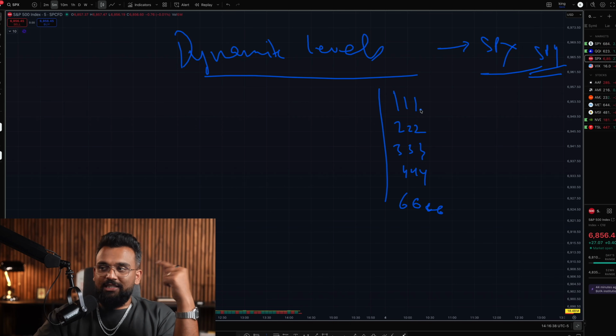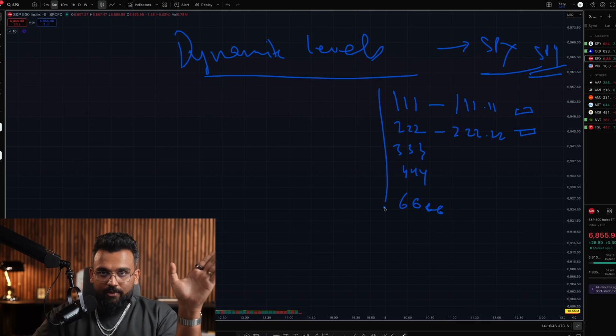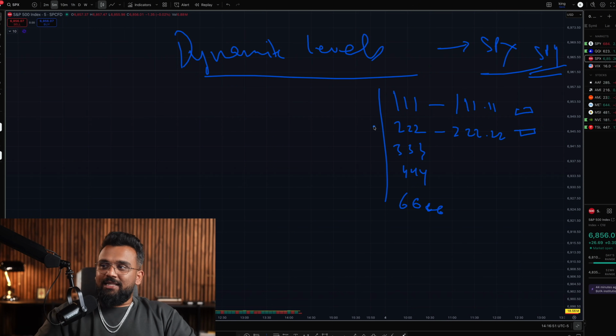But these become zones. 111 all the way to 111.11, 222 all the way to 222.22. That means those become little zones that we have. You understand what I'm saying? Those become the zone. And this is one type of dynamite level. These are called repetitive algorithmic levels, because algorithms love them.